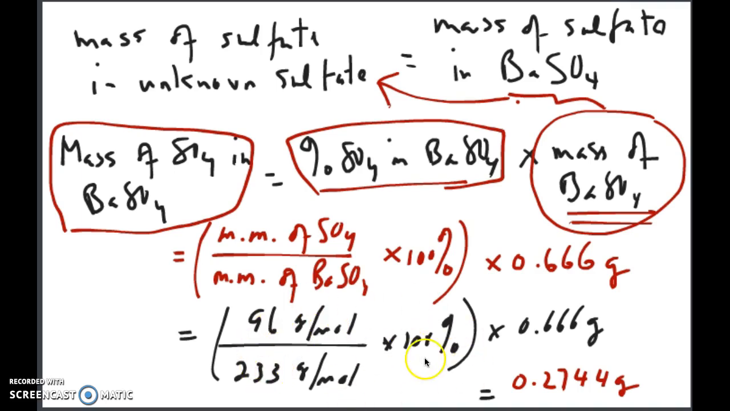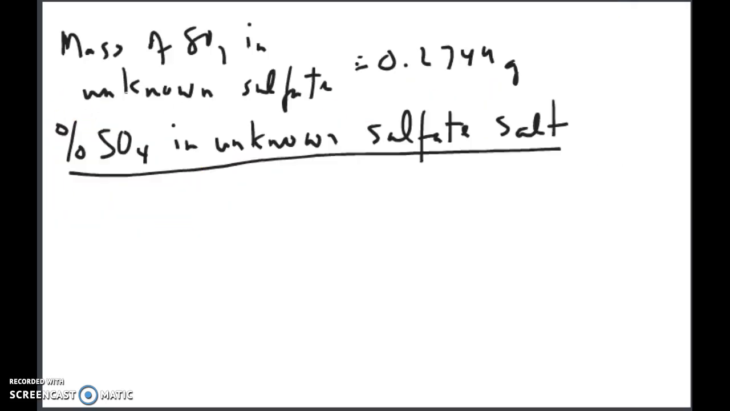If you plug in all the numbers, what you're going to get at the end is 0.2744 grams of sulfate only. Remember what we said earlier. That is the same mass as the mass of sulfate in the unknown sulfate, because our unknown sulfate is the limiting reactant. So in other words, the mass of sulfate in the unknown sulfate is also 0.2744 grams.